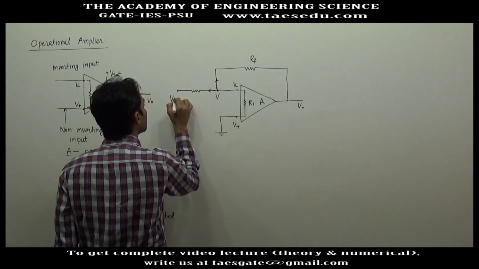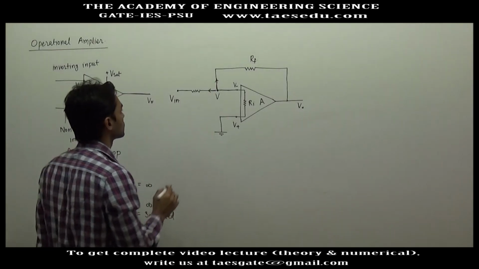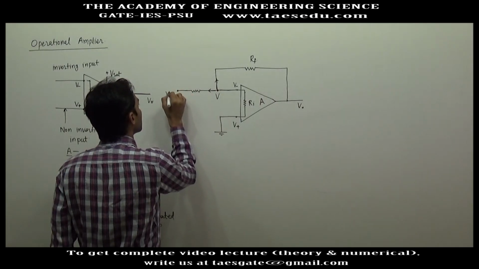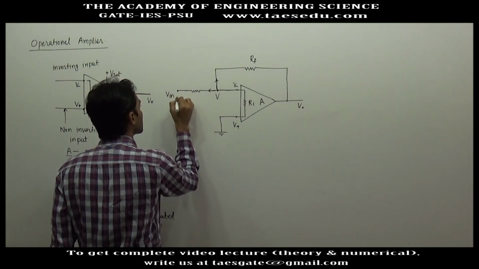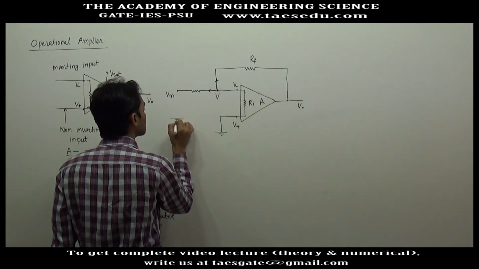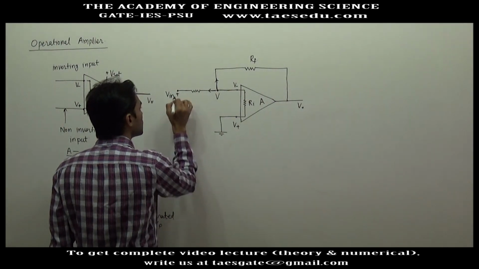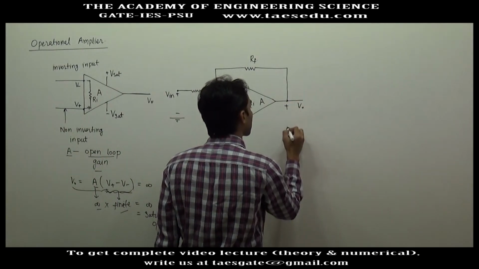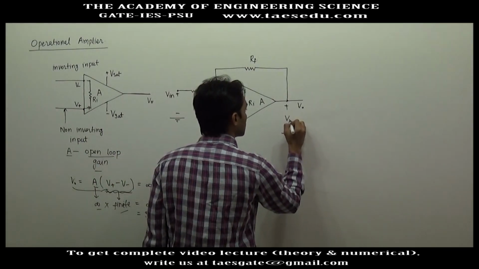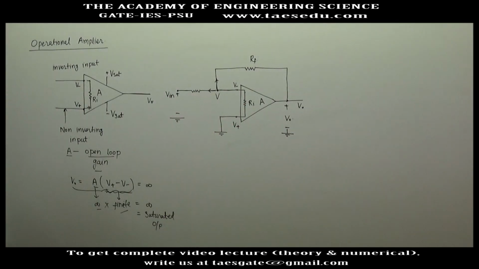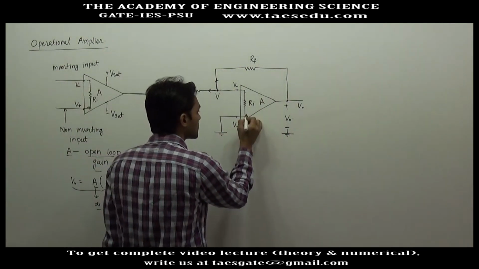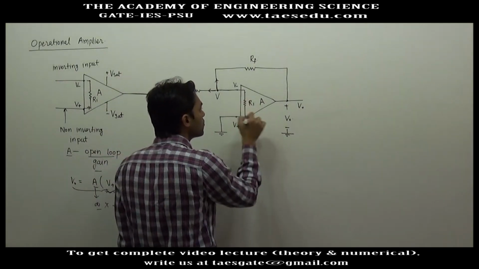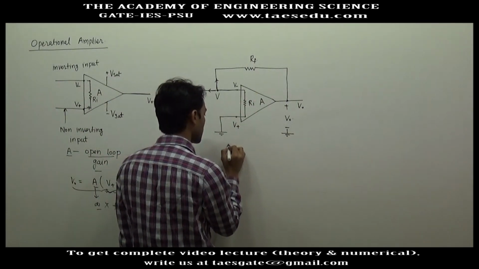We have an input voltage. Obviously this input voltage will be with respect to ground. This is the input voltage, and obviously this output voltage will also be with respect to ground. This is the output voltage. So when this op-amp is connected with negative feedback in this system, there will be an input voltage to this op-amp.